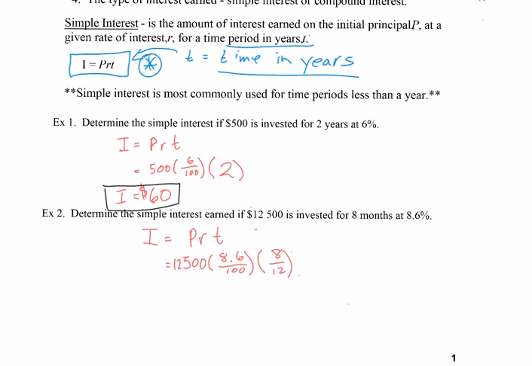Now, because our time is not in years, it's in months, we have to convert that. And we know that there are 12 months in a year, that's why we have 8 divided by 12 here. Punch that directly in your calculator exactly as you see it, and you'll get the following answer. Round to 2 decimal places, please. $716.67.